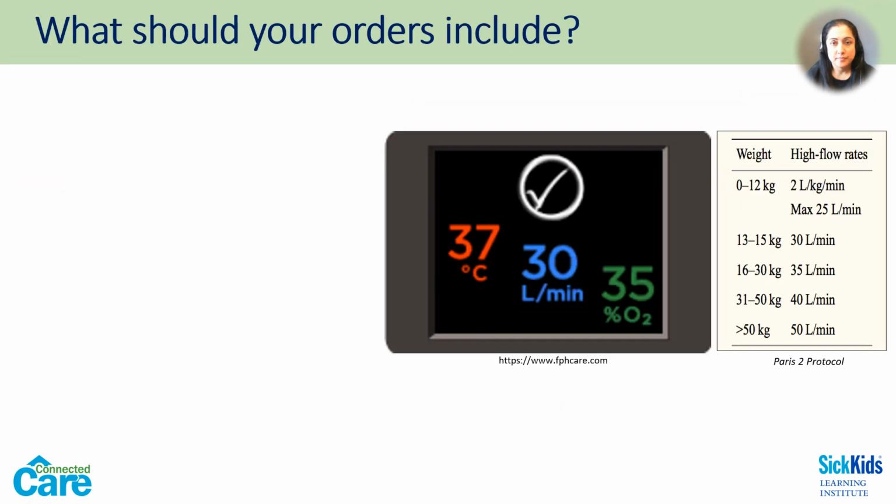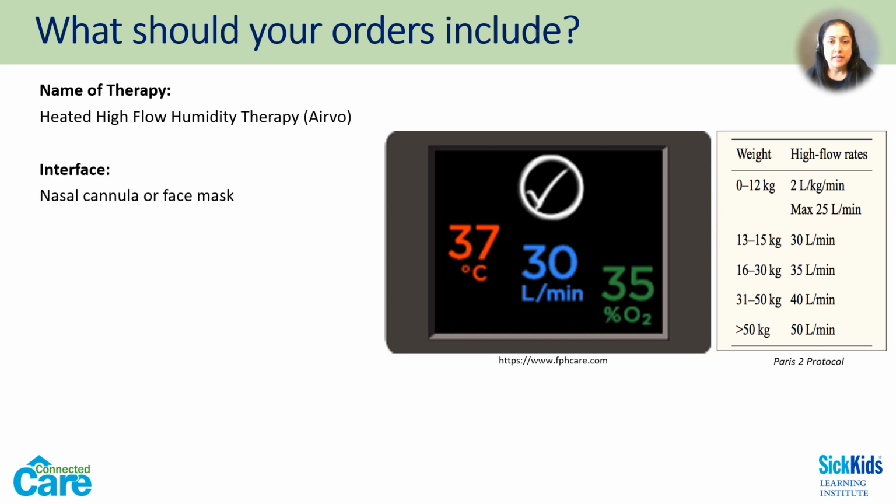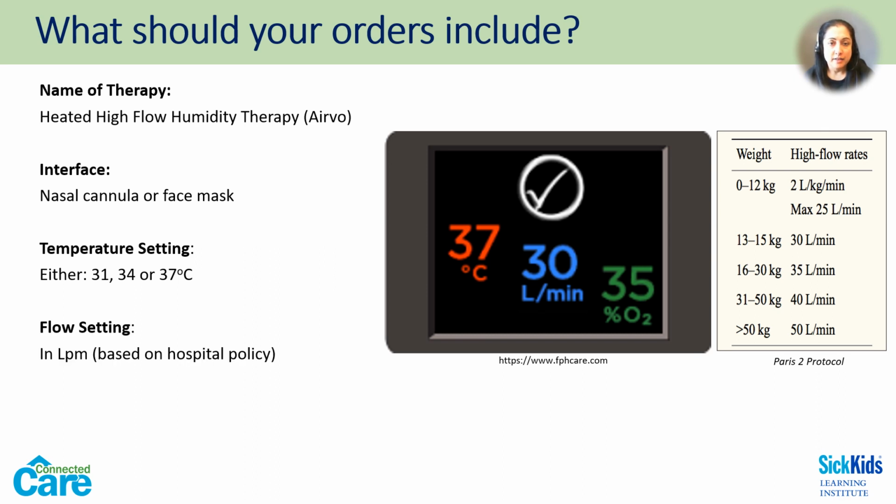So what should your orders include? First of all, the name of the therapy, so heated high flow humidity therapy, Airvo. The interface, so whether you're using a nasal cannula, face mask, or trach mask or adapter. The temperature setting, either 31, 34, or 37 degrees are the options on this device. The flow setting in liters per minute and based on your hospital policy. So we typically start at 2 per kilo for those less than 10 to 12 kilos.